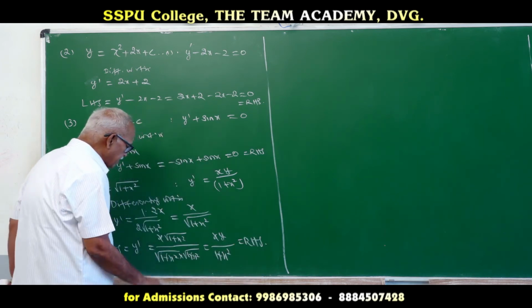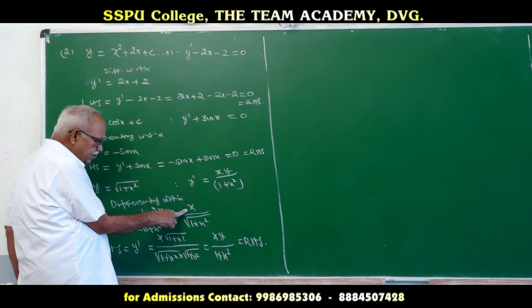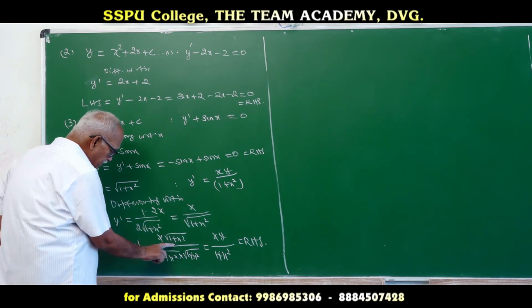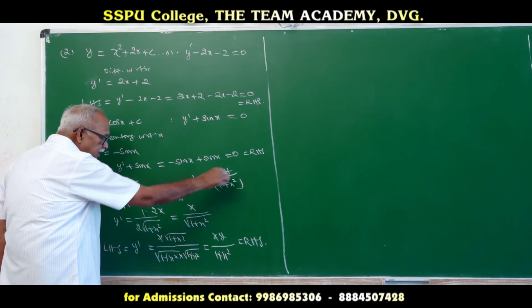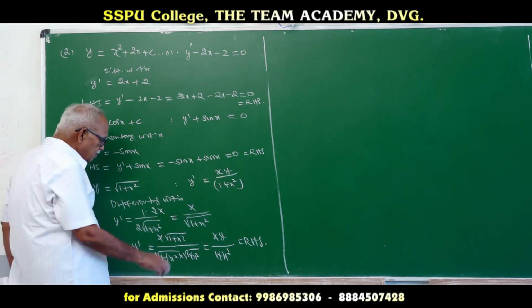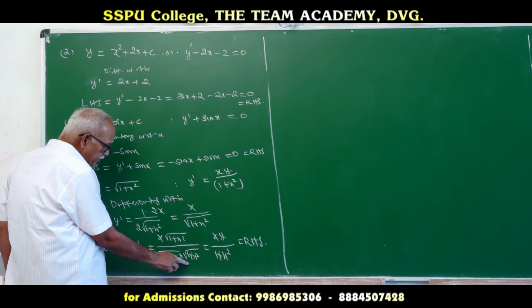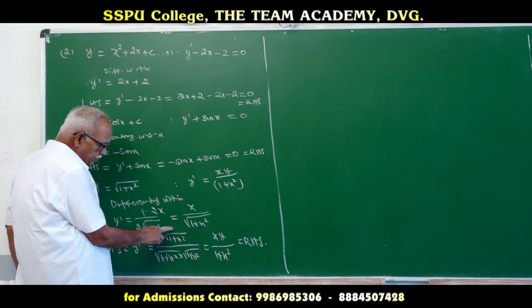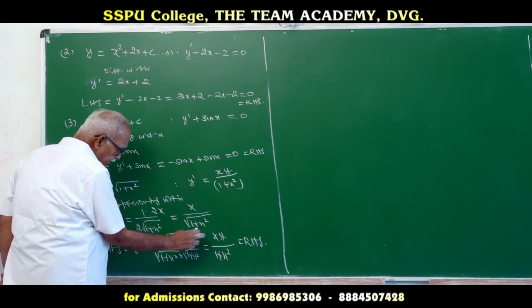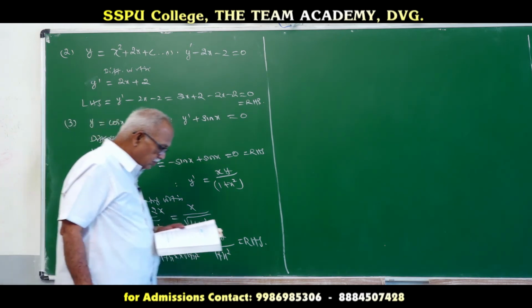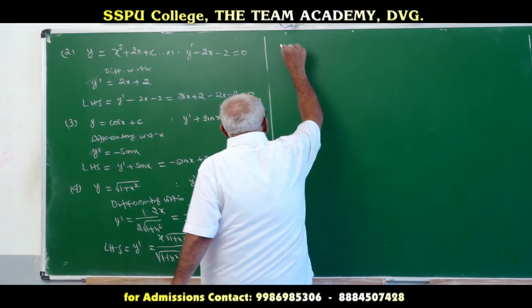So, there is some small algebraic steps that we have introduced here, because here y is there. So, we have to put root of 1 plus x square. So, divide by root of 1 plus x square, multiply by root of 1 plus x square. So, you will get x into y divided by 1 plus x square. So, this is how we have to prove these questions.